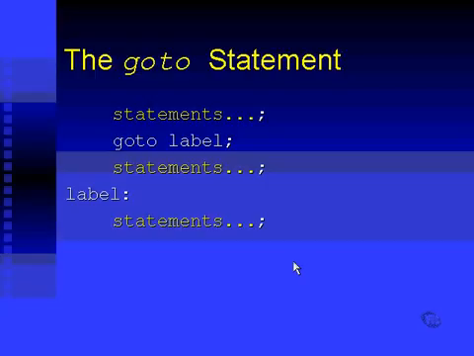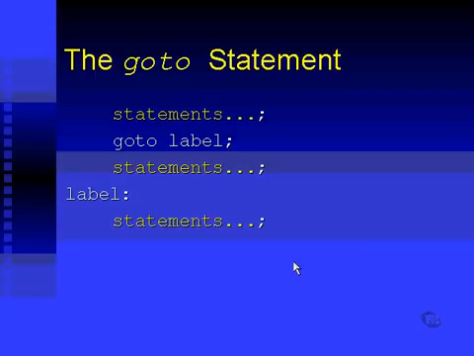So what happens is the program flows like this. You execute the first bunch of statements. Then you reach the goto. Then it immediately skips the second bunch of statements and goes straight to the label. Thus the word go to. It goes to the label. And then it continues on and executes the third set of statements. So the second set of statements never gets executed.